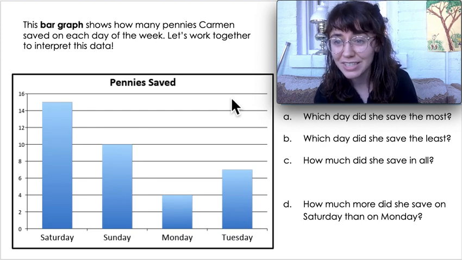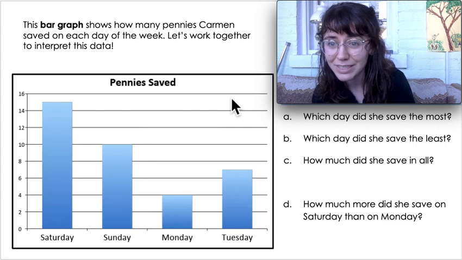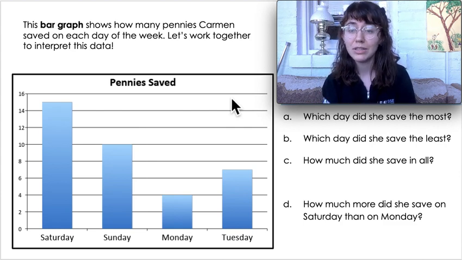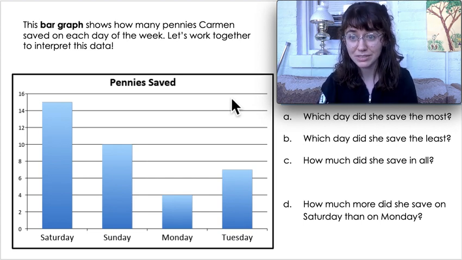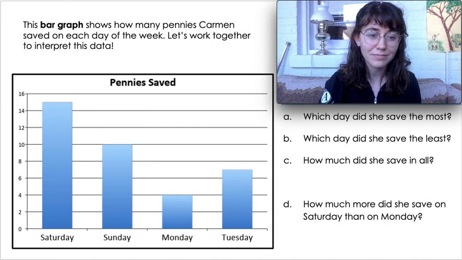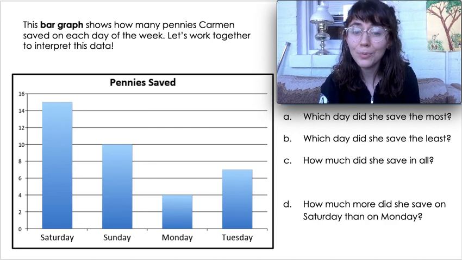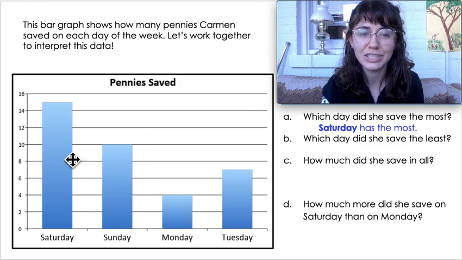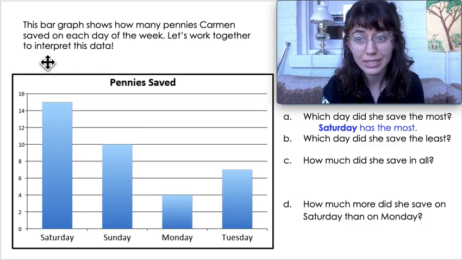On which day did she save the most? On which day did she save the least? How much did she save in all? And then we're going to do a comparison problem. So write down A, and then write down the day of the week she saved the most. If you wrote down Saturday, you are right. On Saturday, she saved the most because it's the tallest.